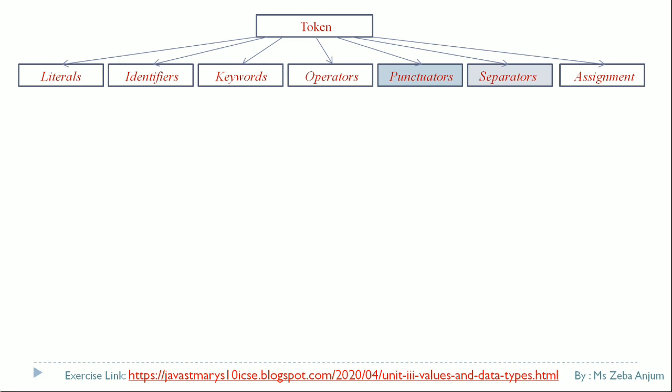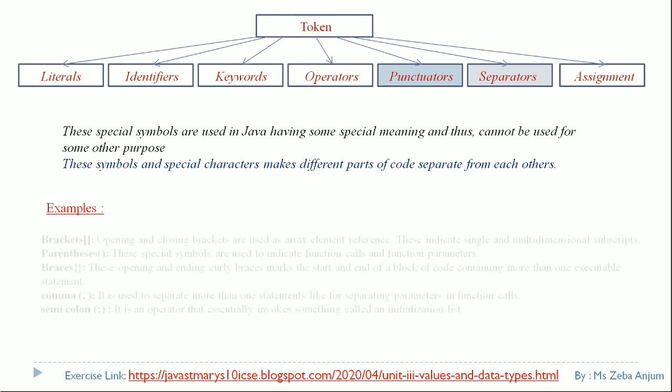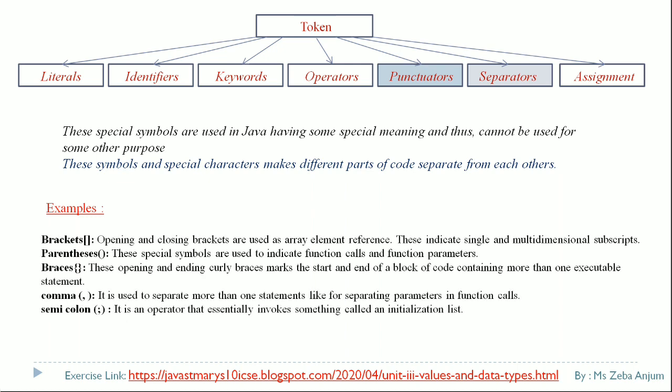And separators, all the brackets come under the separator category. So see, these special symbols are used in Java having some special meaning and thus cannot be used for some other purpose. Secondly, we can say these symbols and special characters make different parts of code separate from each other. Means one code is being separated from other code by using these punctuators, or you can say separators. Some examples also we are having: brackets, parentheses, braces, comma, semicolon, etc. Both the punctuators and separators come under the same category, so it is better to understand both the things together in a single go.